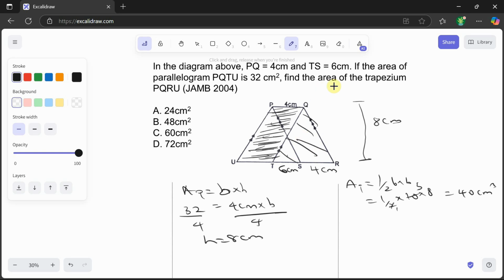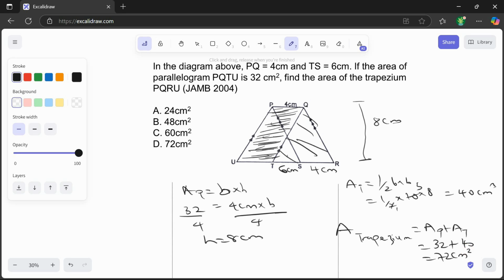So for the area of the trapezium PQRU, we have the area of this place and the area of this place. So the area of the trapezium will just be the area of the parallelogram plus the area of the triangle. The area of the parallelogram is 32 plus the area of the triangle is 40. So our answer here is 72 centimeters squared.